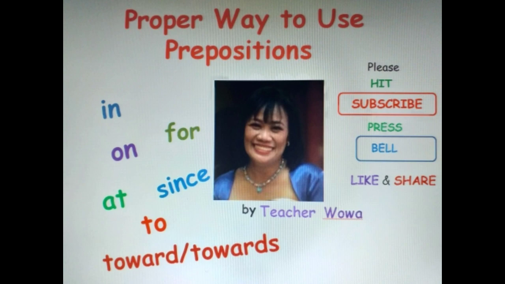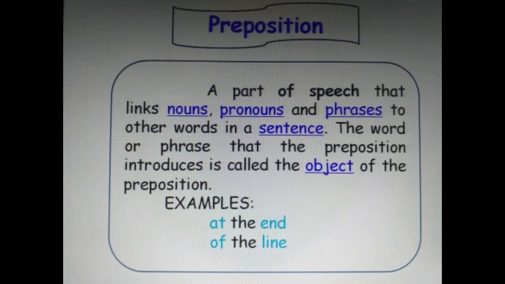So to get started, let us first define what preposition is. Preposition is a part of speech that links nouns, pronouns, and phrases to other words in a sentence. The word or phrase that the preposition introduces is called the object of the preposition.